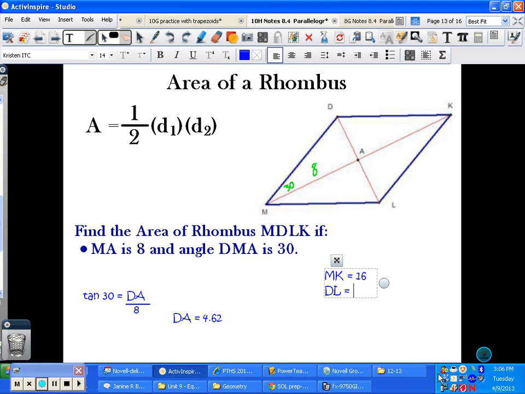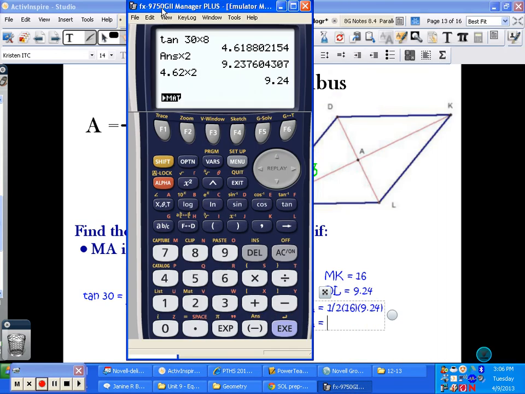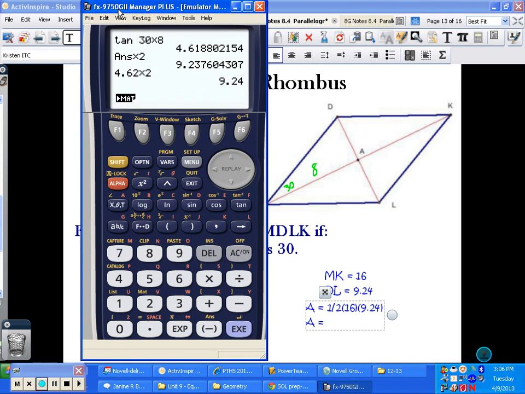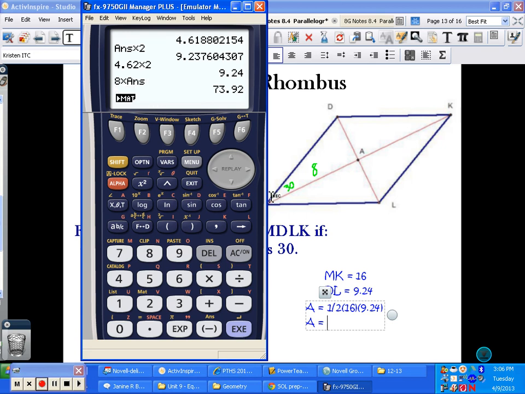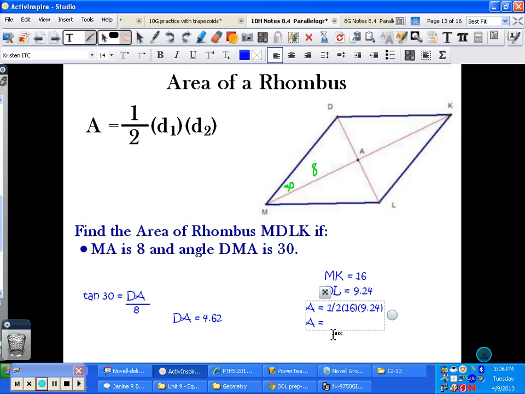So DL is 9.24. And so we're going to multiply: the area is going to equal 1/2 times 16 times 9.24. So the area of this rhombus, and again we'll use our calculator here, 1/2 of 16 is 8, so then 8 times that 9.24, and I get 73.92. So 73.92 is the area there.